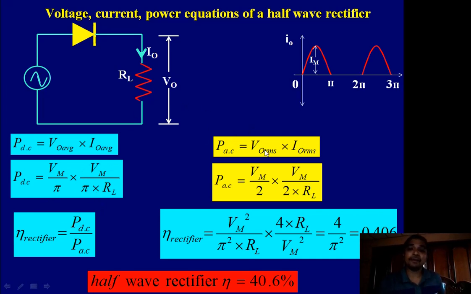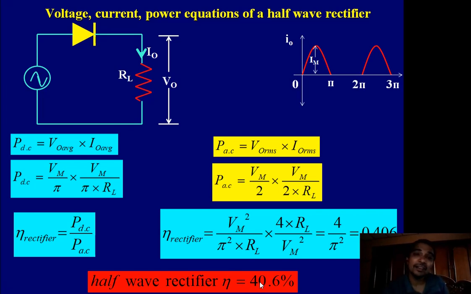What is the AC power? The output RMS value. So V naught RMS into I naught RMS, which is Vm square by 4 into RL. If you take the DC output power divided by the total power at the output side and substitute all the values, you will get 40.6%. In this case I am taking the diode as an ideal one, the forward bias resistance as 0. So for the half wave rectifier it is just 40.6%.